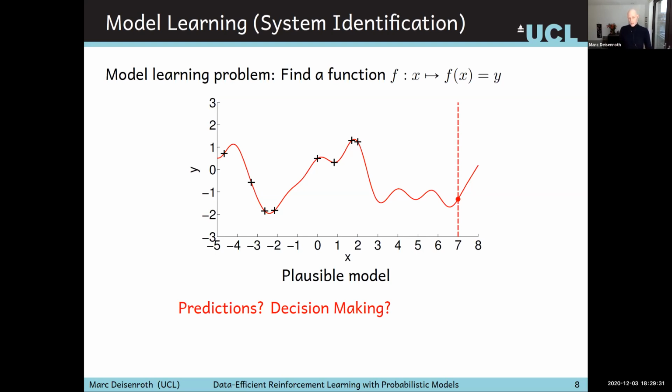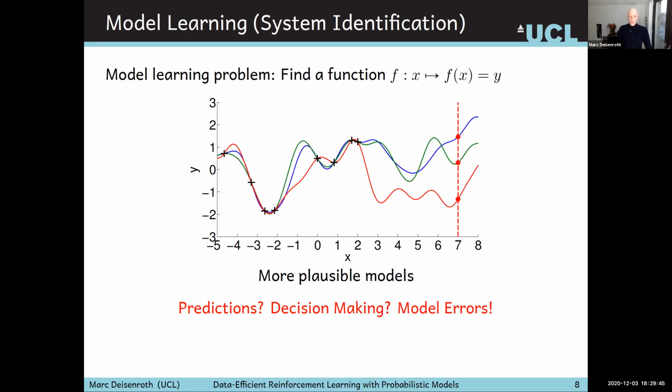And that may be a really bad idea because, given the data that we have, there isn't really that much evidence that minus 1.5 is a great prediction, because we could have chosen other functions that solve our regression problem as well. And these other functions would give us significantly different predictions. And with these different predictions, we would also get different decisions.